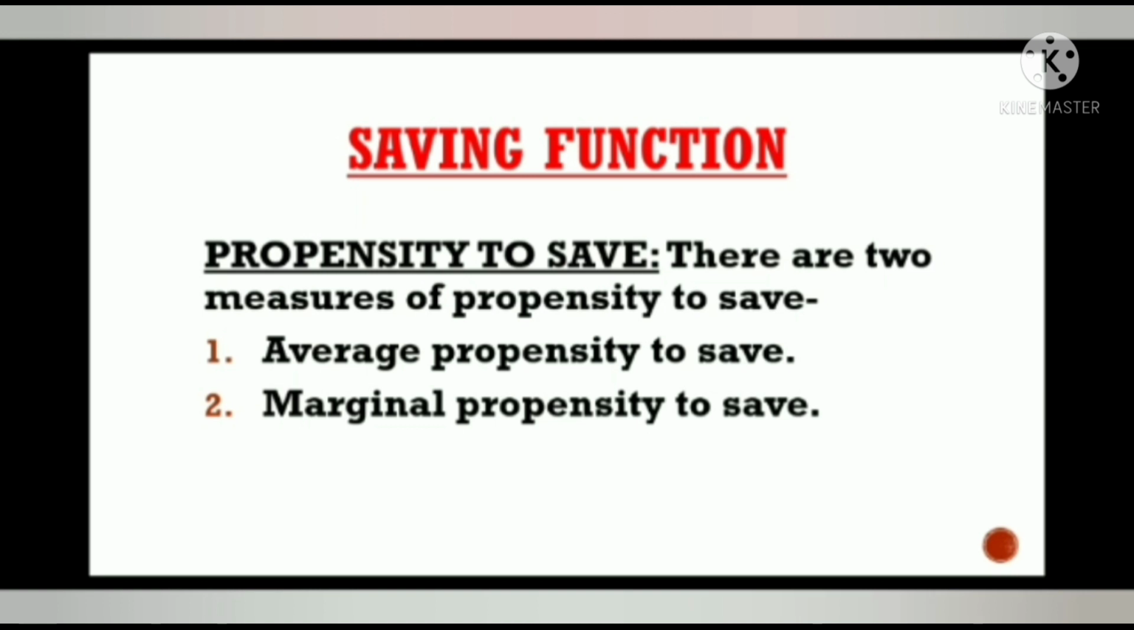Next is marginal propensity to save, that is MPS. Marginal propensity to save refers to the ratio of change in saving to change in total income. So MPS equal to change in savings by change in income. MPS varies between 0 and 1. MPS equal to 1 if the entire additional income is saved. MPS is equal to 0 if the entire additional income is consumed. MPS is the slope of the saving curve. MPS remains constant throughout in the short run.